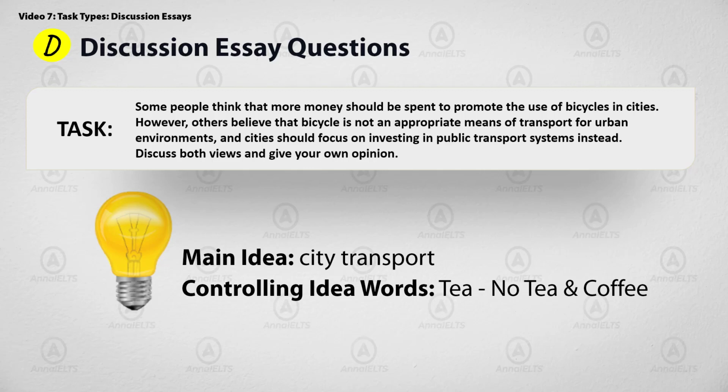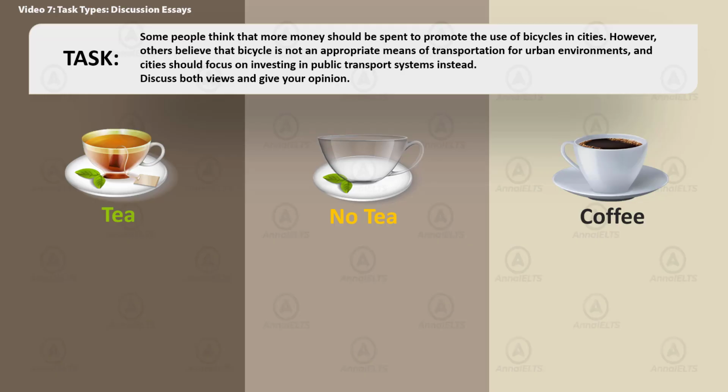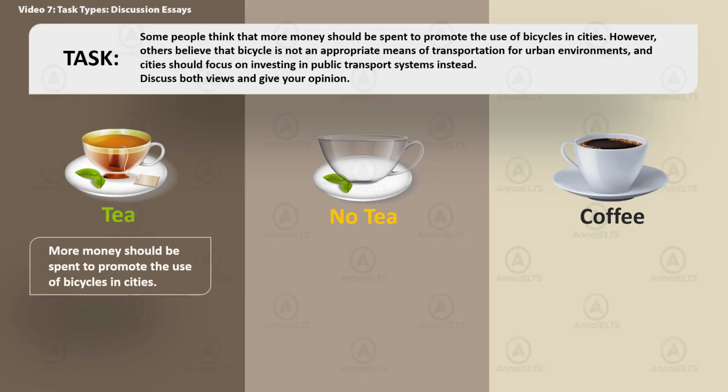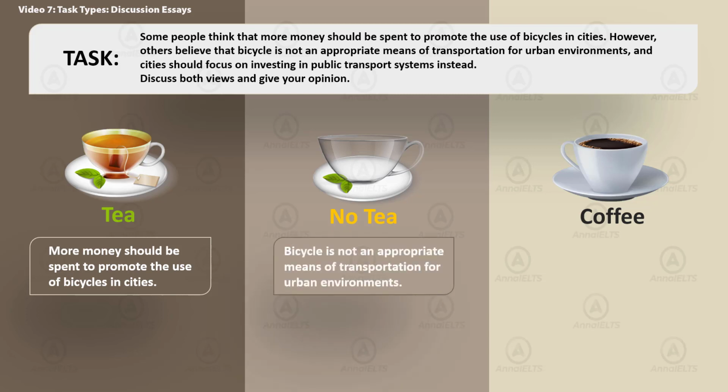Controlling idea words include the idea of two groups of people. Let's see what the first group says. More money should be spent to promote the use of bicycles in cities. Now, let's see what the second group says. Bicycle is not an appropriate means of transport for urban environments. Well, the second group first rejects the idea of the first group. Then they express a new opinion. Investing in public transport system.